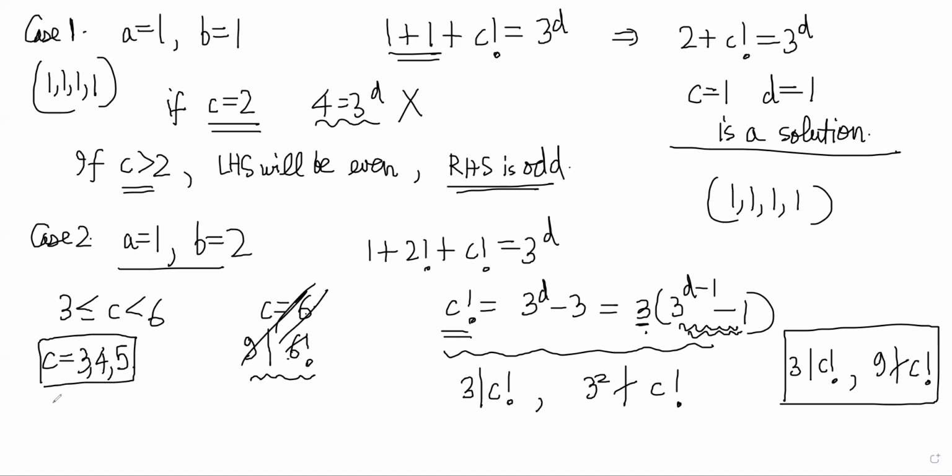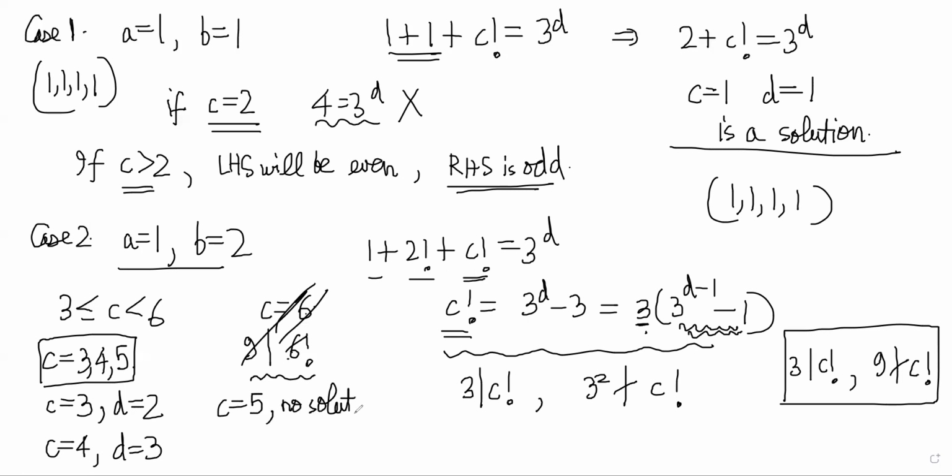You can now check that if C is equal to 3, then you get 1 plus 2 plus 3 factorial, which is 6, so 9. So D is equal to 2 is the solution. And if C is equal to 4, you get 4 factorial is 24 plus 2, 26 plus 1, 27. So then D is equal to 3. But if C is equal to 5, you get 5 factorial 120, plus 3 is 123. There is no solution, because 123 is not a power of 3, right?